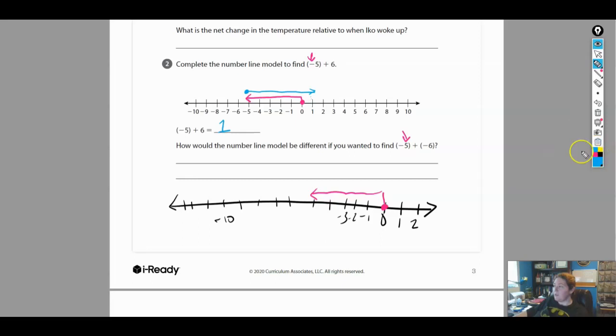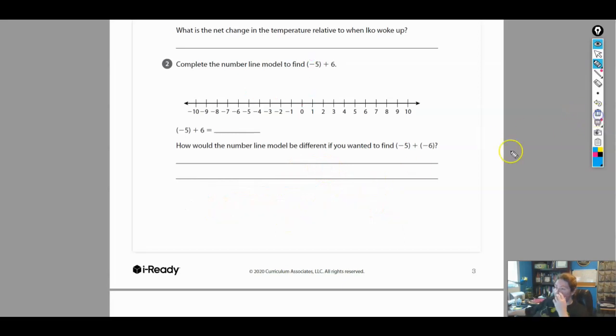My next number is a -6. I'm going to start where I left off, and I'm going to move 6 in the negative direction. So I'm going 1, 2, 3, 4, 5, 6. Where does that leave me? -11. This problem is asking you to put in words what this looks like. That's all you got to do. Put it in words. What does this look like in words?